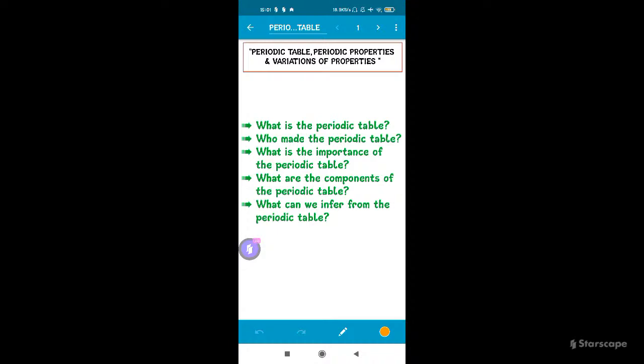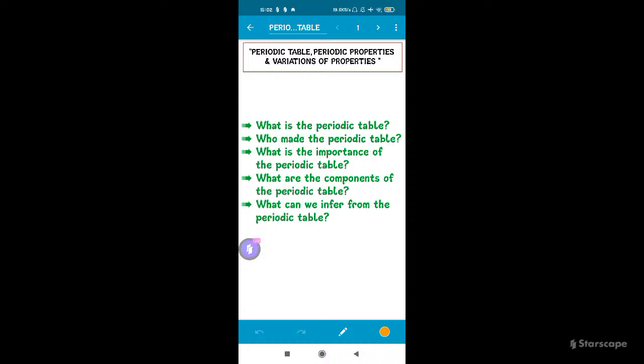First of all, there are a few questions related to the periodic table, and we are going to answer all these questions in this chapter. The first question is, what is the periodic table basically? Why do we need to study the periodic table? Who has made this periodic table? Or what is the importance of this periodic table? What are the things which are present in the periodic table? And after studying about the periodic table, what knowledge can we gather from it? So these are the few questions whose answers we are going to find out in this session.